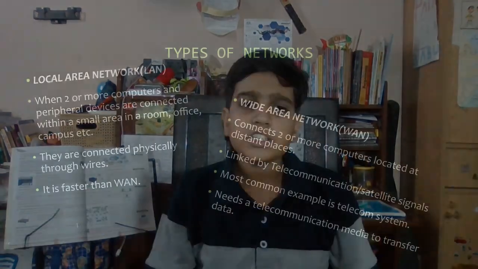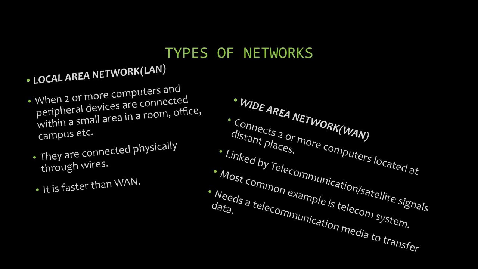Types of network. There are 4 types of network. The first one is local area network, LAN. When 2 or more computers and peripheral devices are connected within a small area like a room, office, campus, etc. They are connected physically through wires. They are faster than WAN.